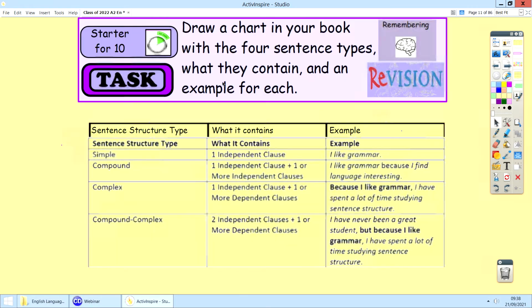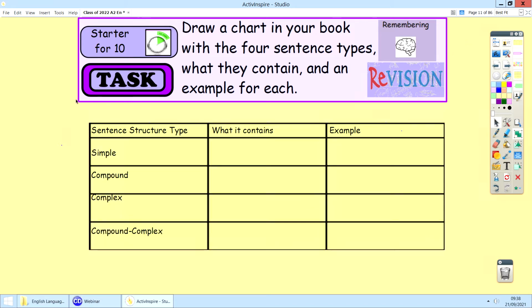Okay, so what do you need to do then? We need to draw a chart and determine what sort of sentences each type contains. So simple, compound, complex, and compound-complex: what they contain, and an example for each.